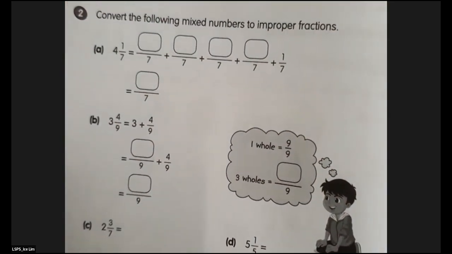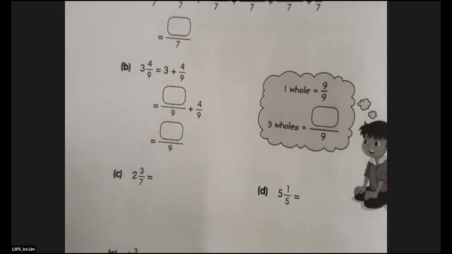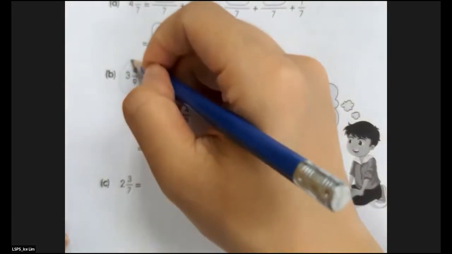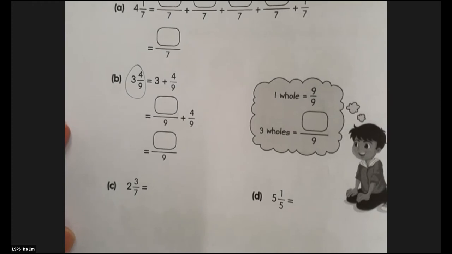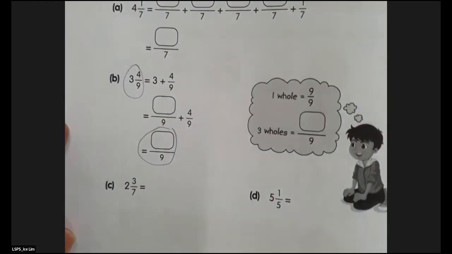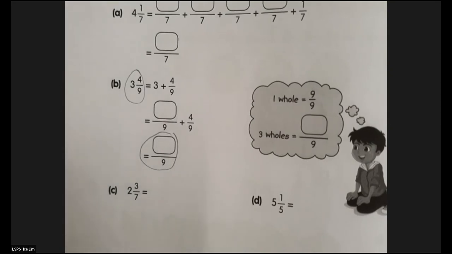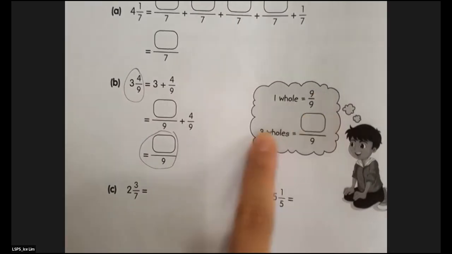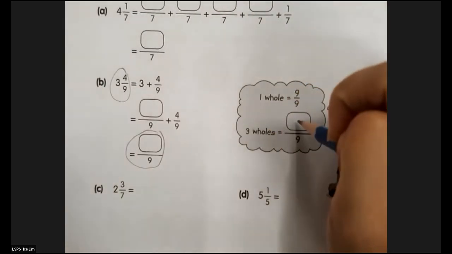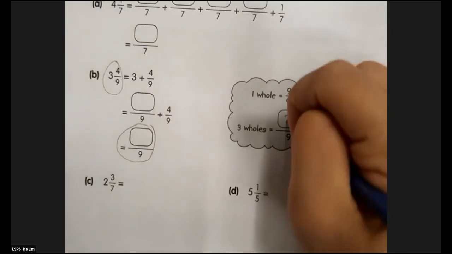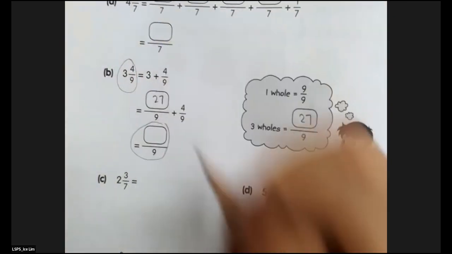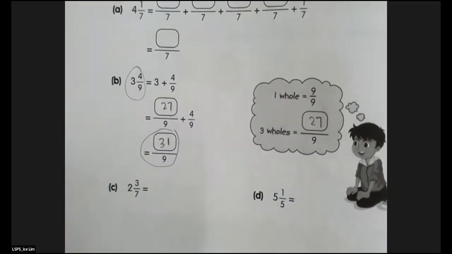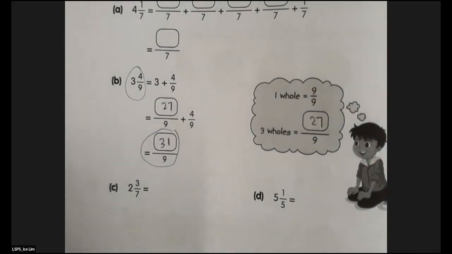So after you deal with the long methods, here comes the shortcut. Mixed number. This is supposed to be improper. Now the shortcut comes here already. I know there are three wholes. One whole is 9 ninths. So three wholes will be 3 times 9, which is 27 ninths. So I'm looking at 27 ninths. 27 plus 4, 31 ninths. Thank you, Friedrich. She's okay?